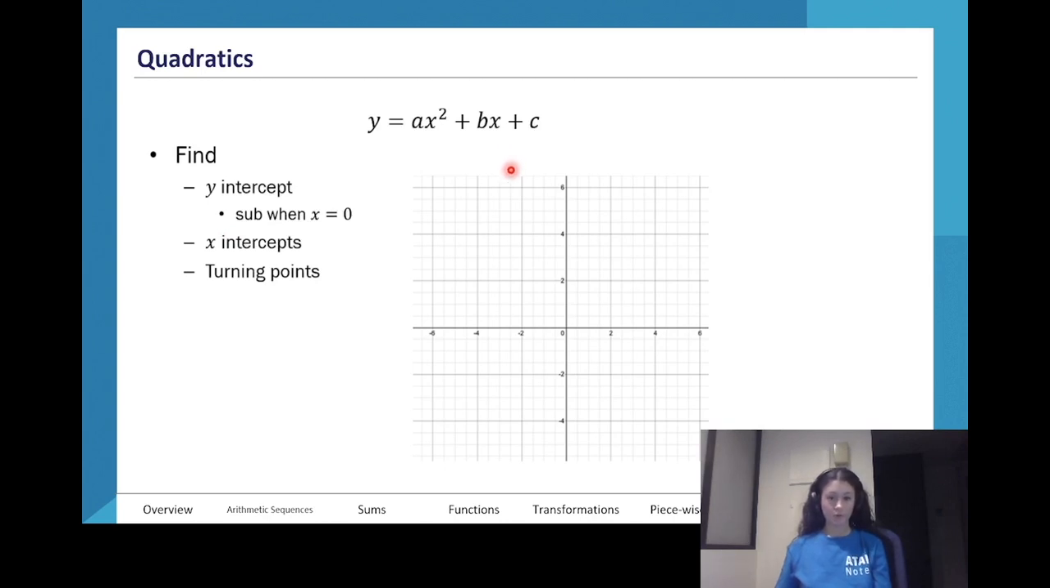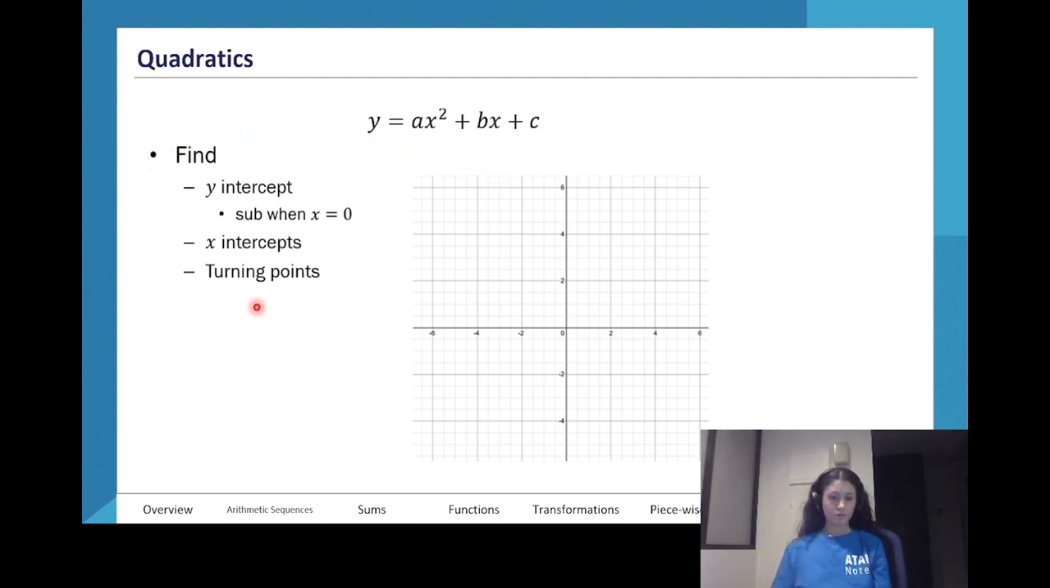So, of course, the c here, pulling on from our last topic, is going to be the vertical shift. And then the a and b parameters are going to be dilation factors. They're going to dilate the curve.